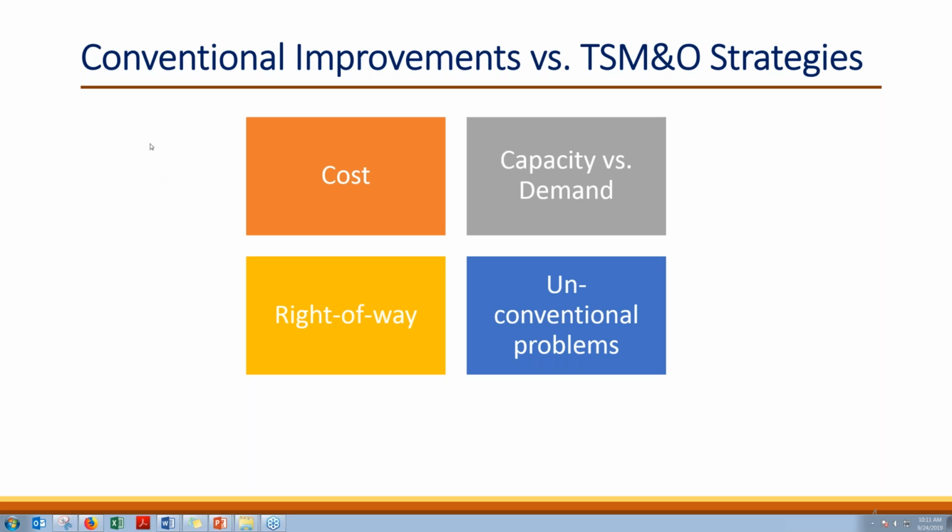Okay, got it. So what is the difference? TSMO strategies is kind of a new buzzword, but how or why is it different from the conventional or traditional improvements? The difference is that TSMO strategies are usually, don't count me on this, relatively cheaper compared to some of the traditional countermeasures or improvements, and they also have a shorter lead time.